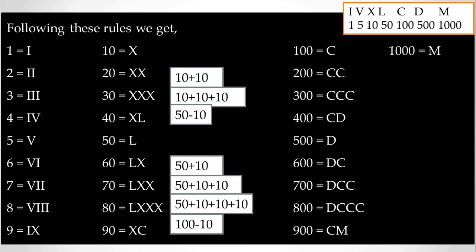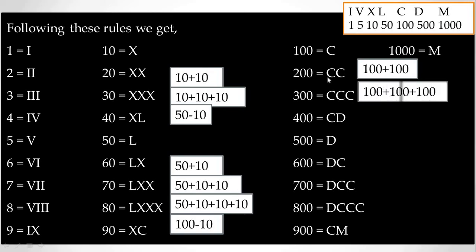90 means 100 minus 10. You can remember this, if it is closer to 100 it is 100 minus 10. 100 means C, so we have to subtract 10, so here you write X. Then 100 you can easily remember, it is nothing but C. 200 means 100 plus 100, so C will be 2 times, C will be 3 times because 100 is coming 3 times.